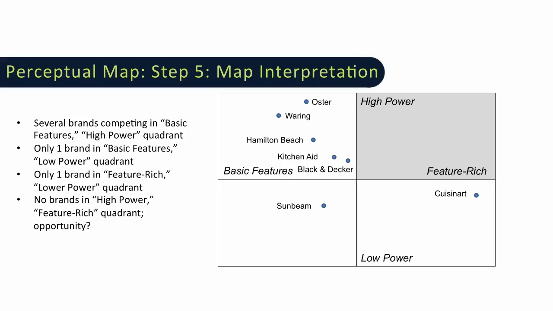The blank quadrant on the upper right poses a challenge. The quadrant could represent a new opportunity where somehow all existing brands never thought of building a high-power, feature-rich blender, or it could represent an unprofitable venture where such a machine would cost too much to make. Whenever we see blank spaces, we must ask ourselves, why?